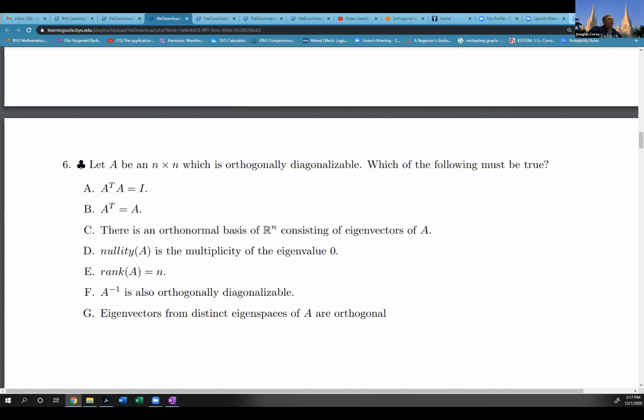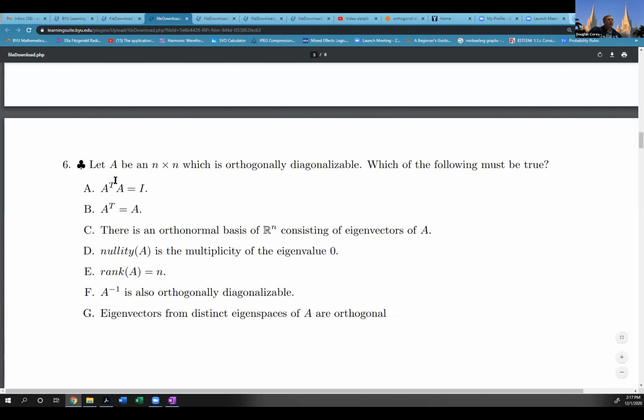Okay, so A transpose A equals the identity, does that have to be true? It doesn't have to be true. That means A transpose is the same as A inverse. If you could multiply the transpose times A and get the identity, it means that it's the inverse. That means that A is actually an orthogonal matrix itself. But A doesn't have to be an orthogonal matrix to be orthogonally diagonalizable. It just has to be symmetric. So although there might be some A's where that's possible, it's not true for every A that's orthogonally diagonalizable. So it would be false there on A.